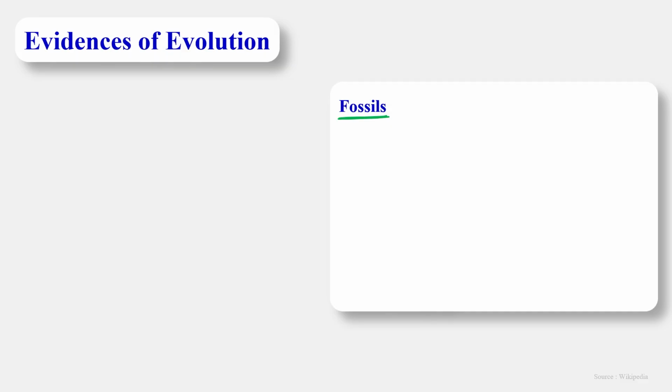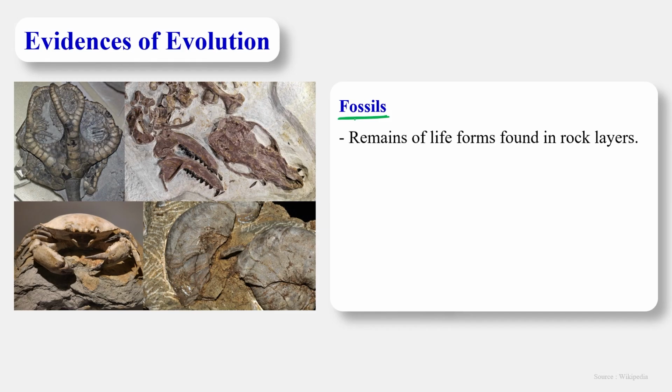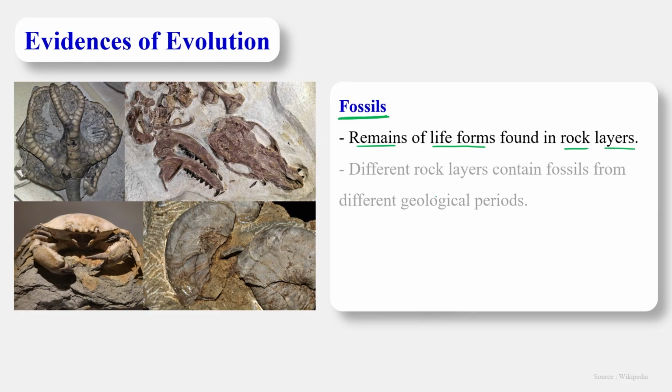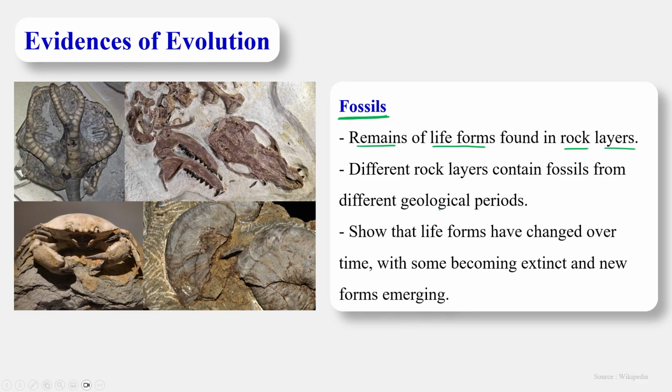And one of the main evidences is fossils. What are fossils? These are the remains of life forms found in different rock layers of the earth. Fossils are the remains of life forms. There are certain kinds of fossils present in the various rock layers of the earth. So different rock layers contain fossils from different geological periods, and these fossils show that life forms have changed over time, with some becoming extinct and new forms emerging.